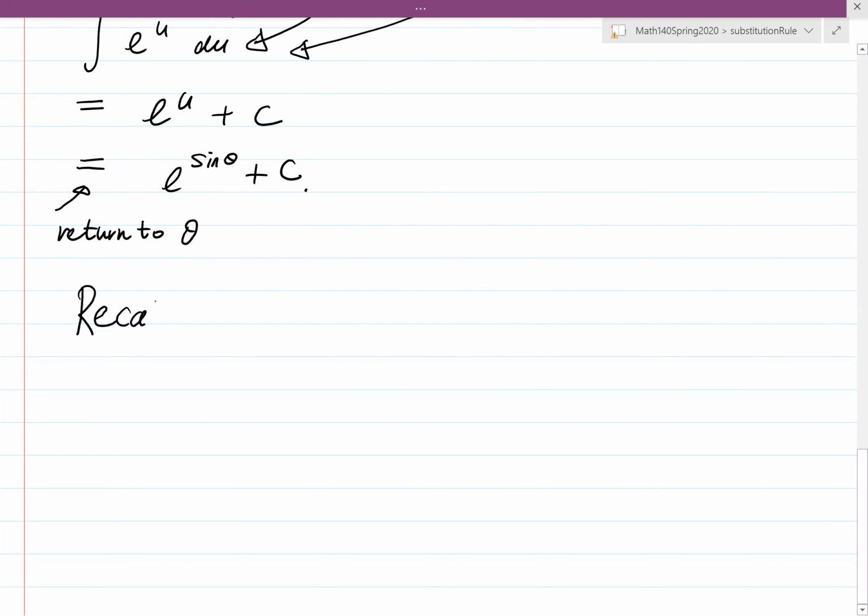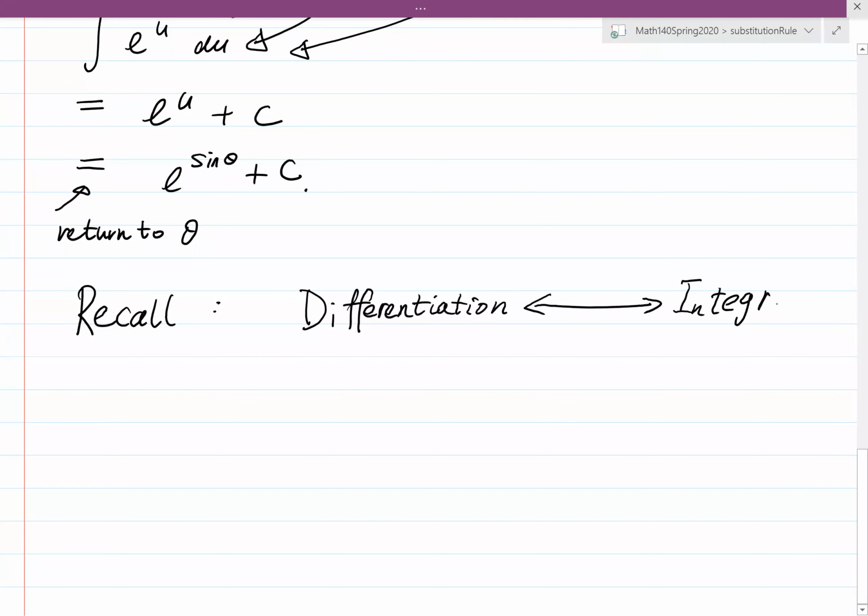So the idea is we have two operations, which are differentiation, i.e. taking derivatives of functions, and integration. And the fact is they are inverse operations to each other by the fundamental theorem of calculus.